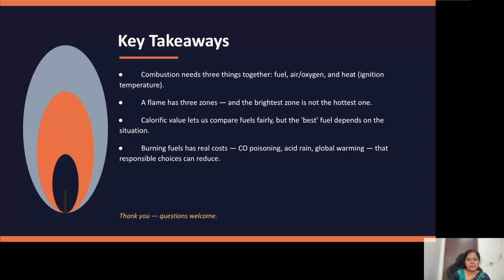I was expecting you to practice the flame structure diagram and the fire triangle, and also you should be able to answer the NCERT chapter 6 in-text and end of the chapter questions.